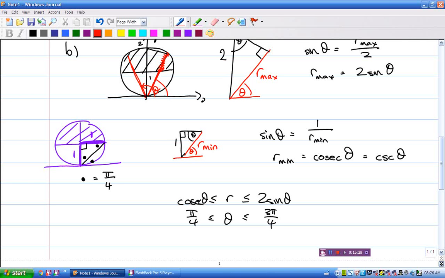I always draw it in the first quadrant because everything's just nice and simple in the first quadrant, but all the rules still apply everywhere. Okay, all right, that was 12b. Let's move on to C.